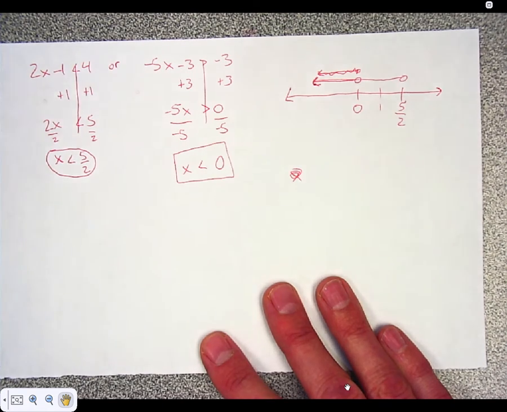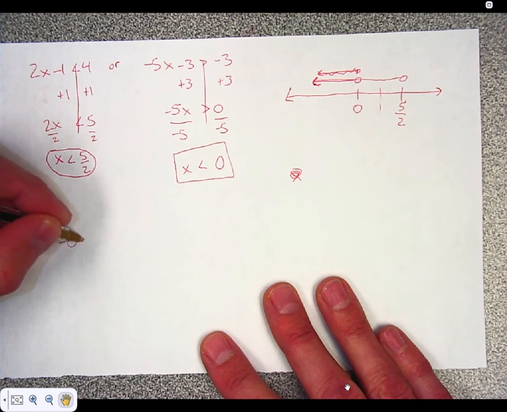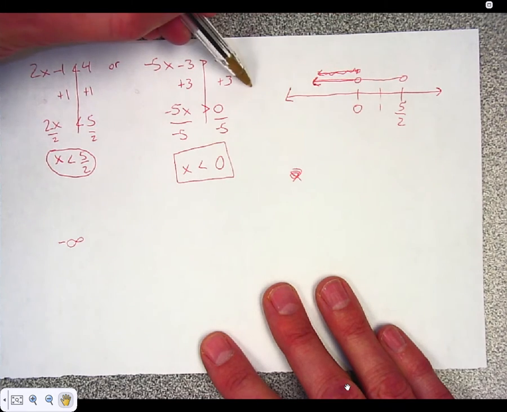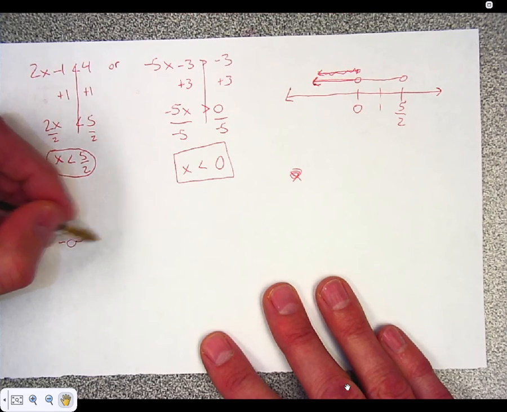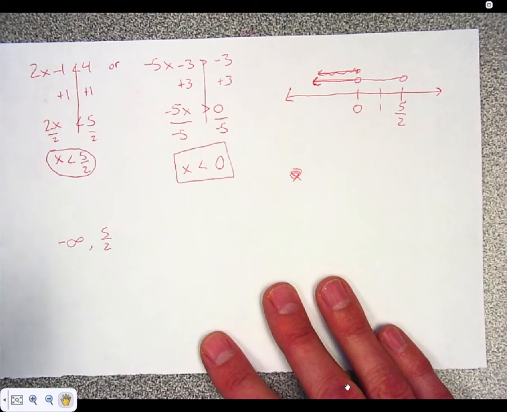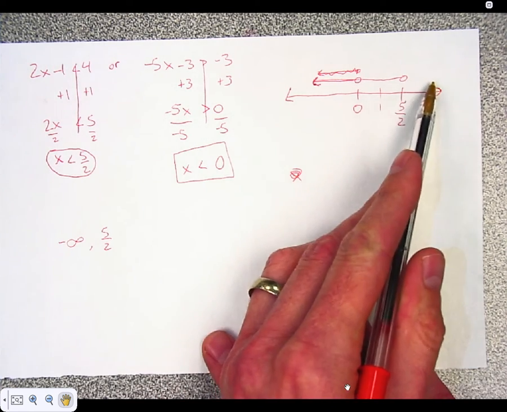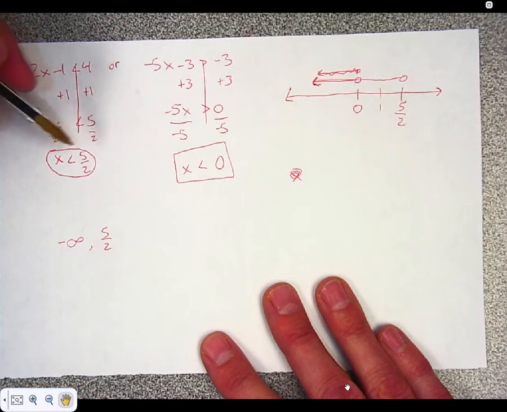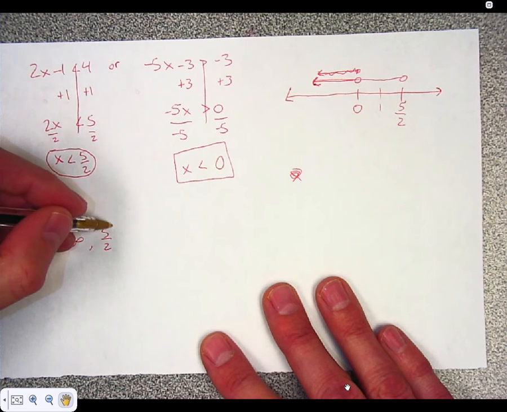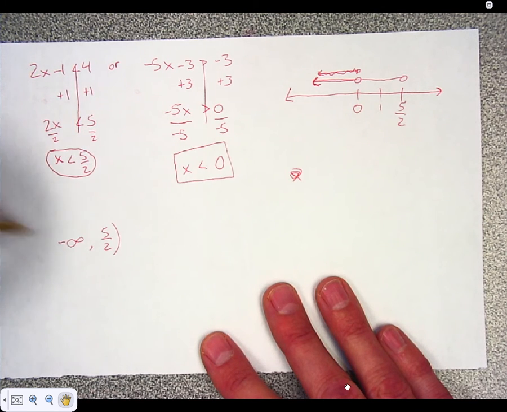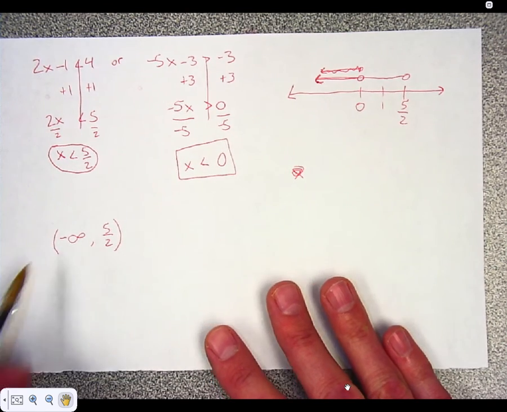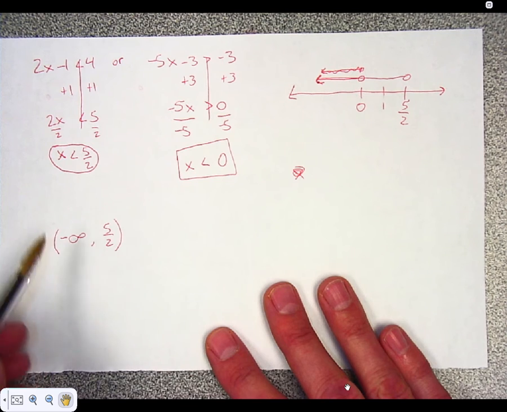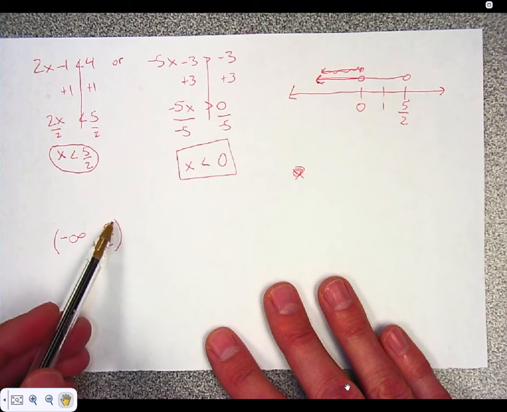To write that with interval notation, I would say that I could go all the way down to negative infinity, but I'm maxing out at 5 halves. I can't go above 5 halves and make it work for either one of these. Now, it's an open circle. It'll never quite equal 5 halves, so I'm going to do a parenthesis. Negative infinity is not a number, it's a concept, so it'll never equal negative infinity. I'm going to have a parenthesis there as well. If it did have an equal sign underneath, I would use a square bracket.